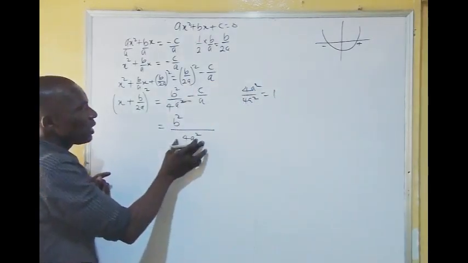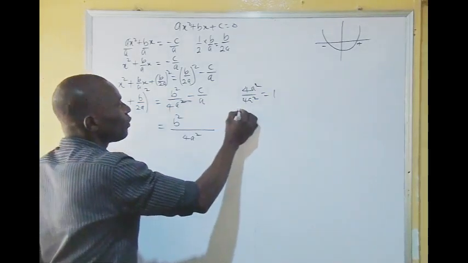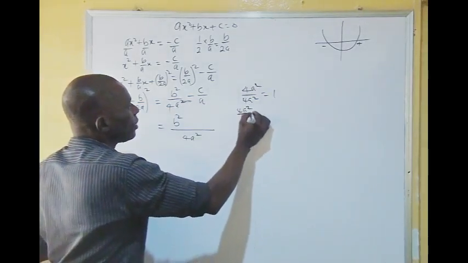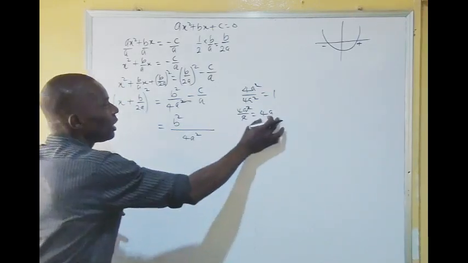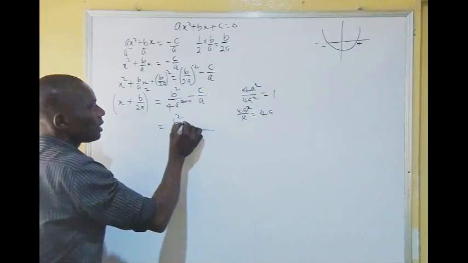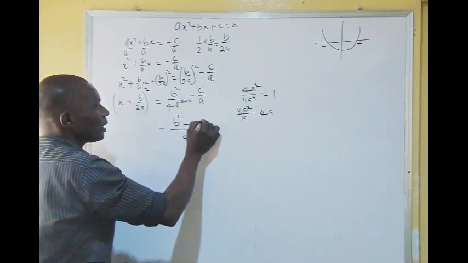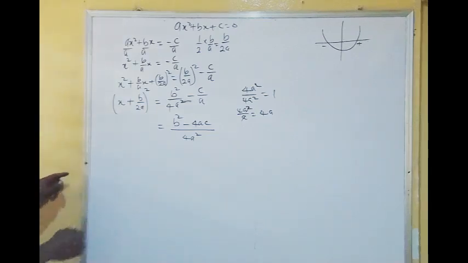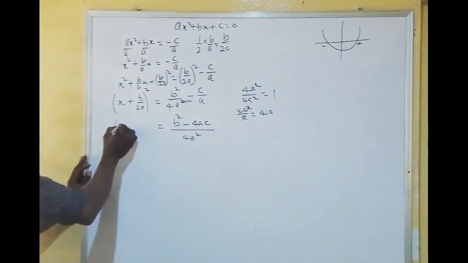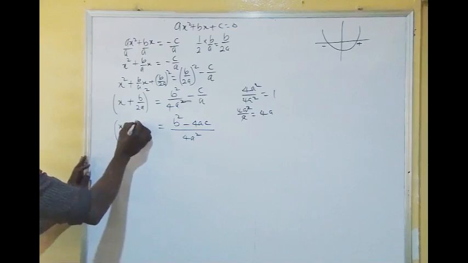Now let's look at this. 4a squared divided by a. 4a squared divided by a results in just 4a. So the 4a here is to multiply c. There's a negative here, so this one is minus 4ac. So that is for the right hand side. For the left hand side here, we don't need to bother ourselves first.